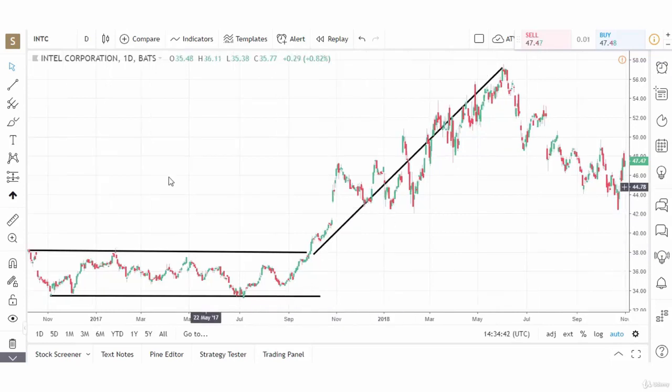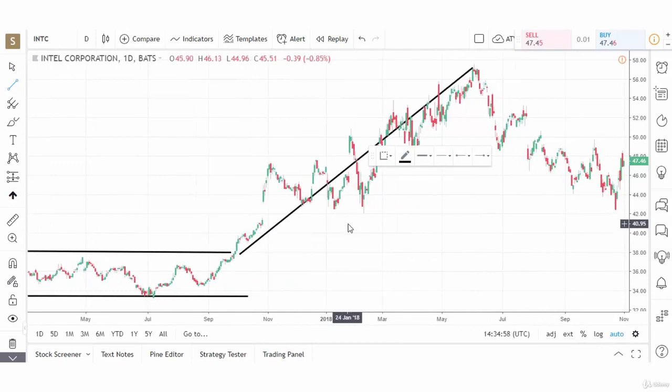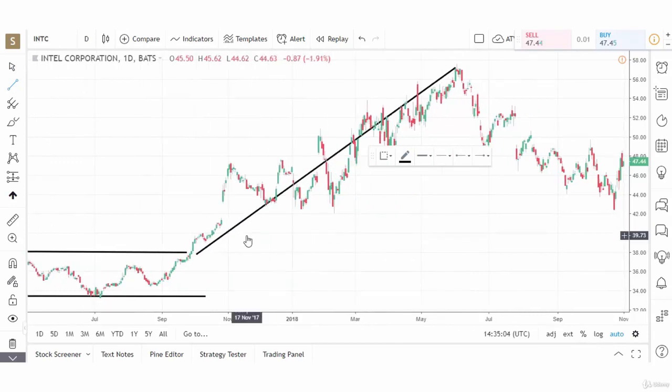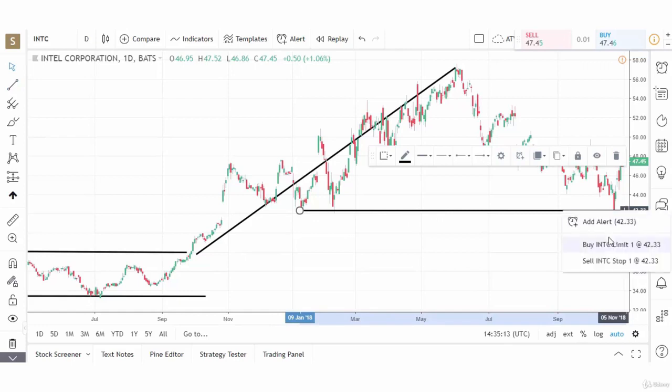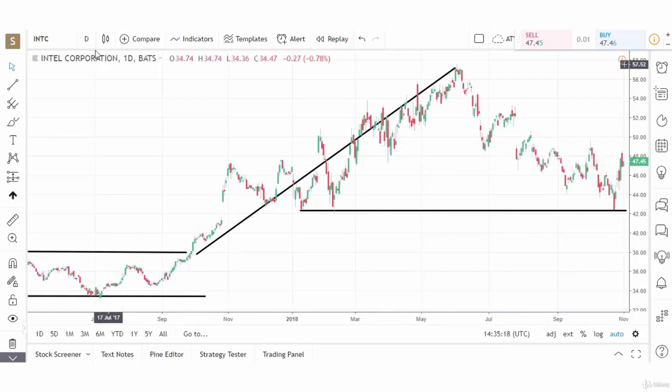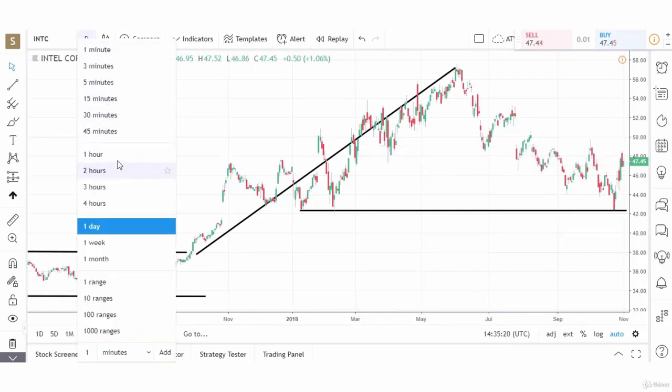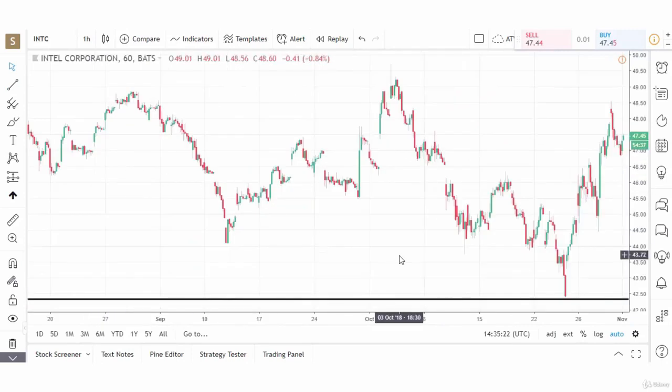Now let's take a look a little closer in time. So we're going to use multiple time frame analysis to look at how we might want to trade Intel today if we were going to enter the stock. So we have those support and resistance levels in the past, and now the stock is trading higher, so we have a support level just above 42 that we'll draw in, and then we're going to zoom in to an hourly chart.